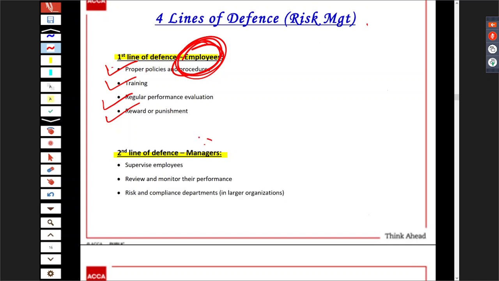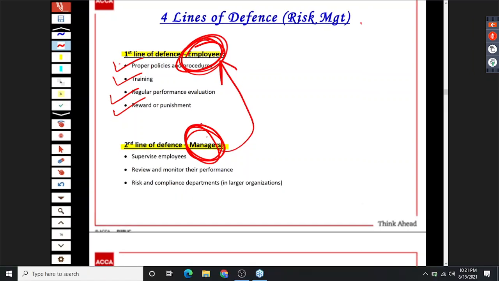After that, the second line of defense are the managers, the department heads or managers who supervise these employees. The second line of defense is the duty or the responsibility of the line managers to review, to monitor, to ensure that their subordinates follow the policies and controls regularly on a day-to-day basis. So managers supervise the employees, they review and monitor their performance.